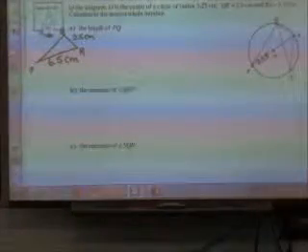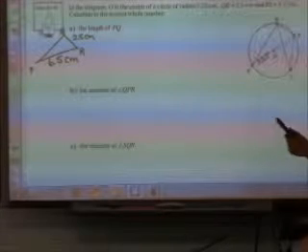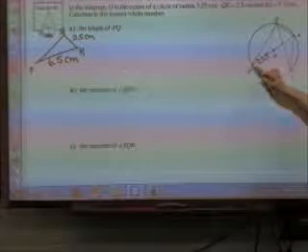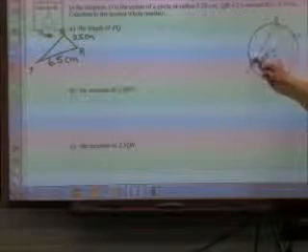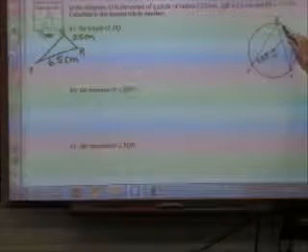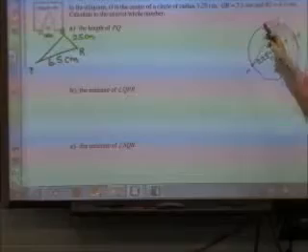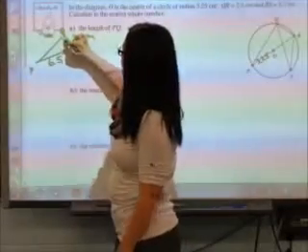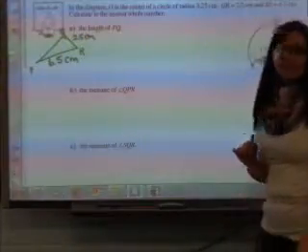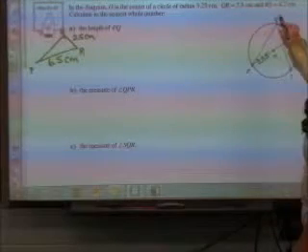One last theory or property that wasn't on the previous page. If I have an angle inscribed in a semicircle, what do I know about this angle here? If I inscribe an angle in a semicircle, I will get a 90-degree angle. So angle Q is 90 degrees because it's angles in a semicircle.